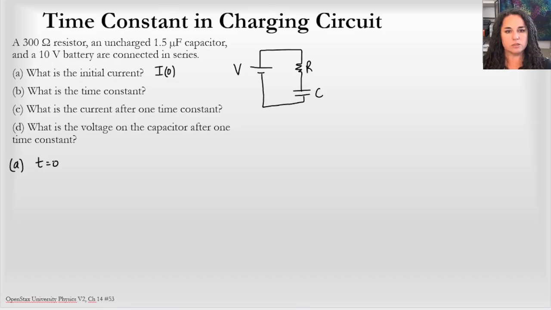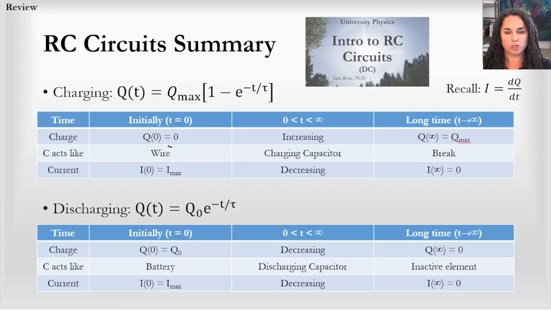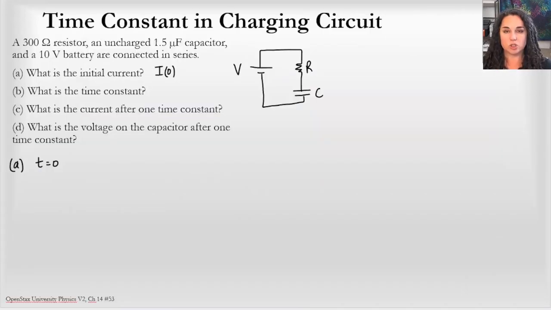At t equals 0, if I go back to that slide, when I'm charging, that capacitor is acting like a wire because it's easily accepting charge. It's an uncharged capacitor. That capacitor is easily accepting charge, so it's going to act like a wire. When I look at this circuit, I have the battery, the resistor, and then the capacitor acting like a wire. It's still there, but when I think about how it's effectively acting in the circuit, it's just a wire.